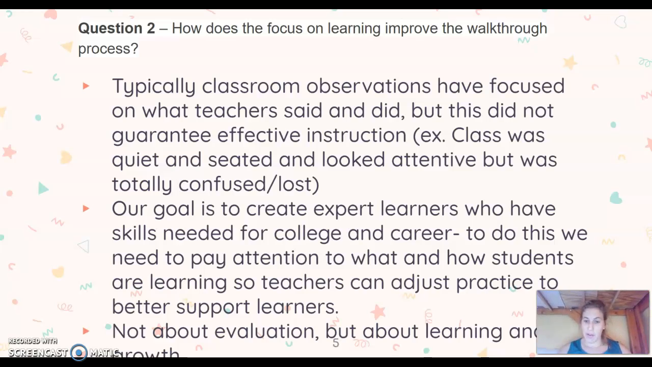And again, it's not about evaluation, but it's about learning and growth. The purpose needs to be for everyone to improve their practice, not for a gotcha moment. So the purpose is learning and growth. It's formative.